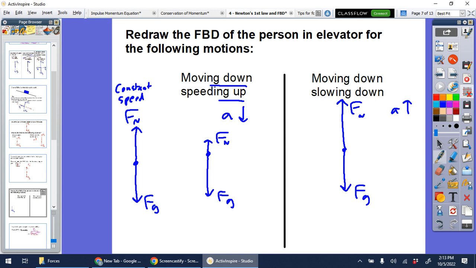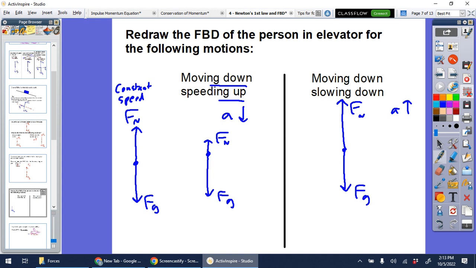So you see the difference between those three FBDs is just the size of the normal force. In the first one, normal force is equal to gravity. In the second one, normal force is less than gravity. In the last one, normal force is greater than gravity, right? Just to get the correct acceleration you need. In the first case, no acceleration. Downward acceleration, then upward acceleration as you go along, right?